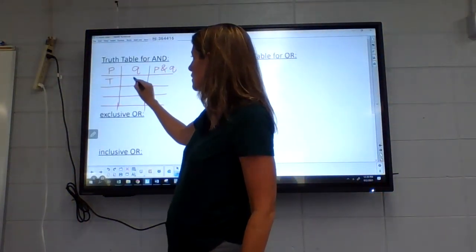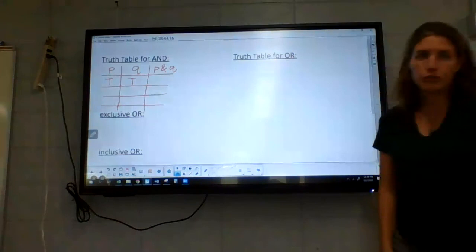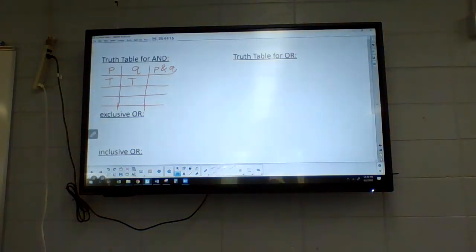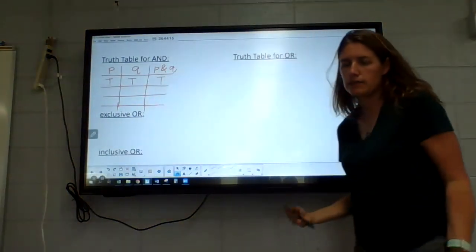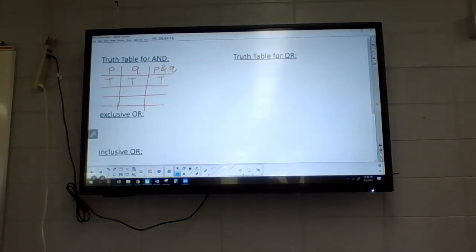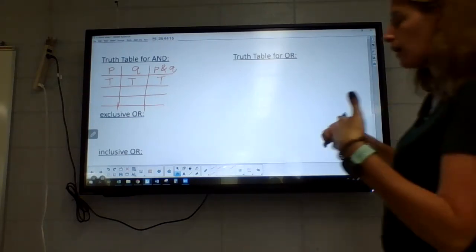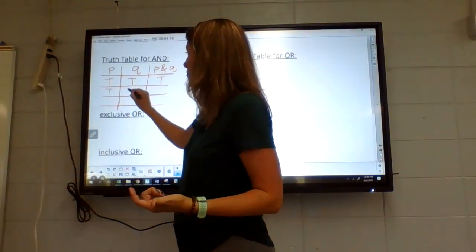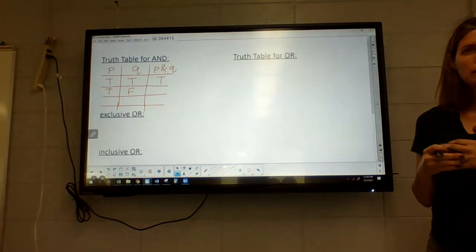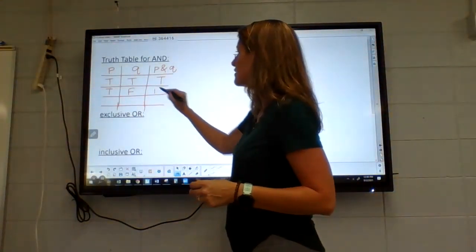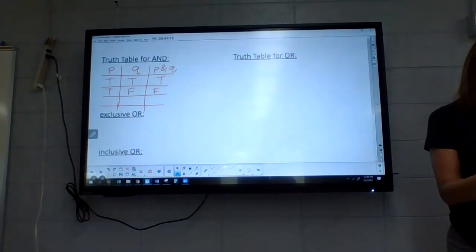So if P and Q are both true, think about it as a yes, like mom and dad both say yes. If it's an and statement, is that true or false? True. So mom and dad both say yes, it's a yes. It's not like it automatically flipped to false. But if one of them says no, what's our outcome going to be for an and? False. So if mom and dad don't both say yes, then the answer is no.